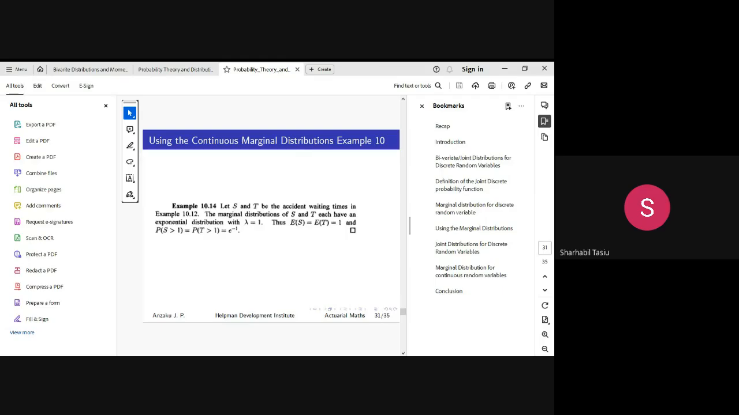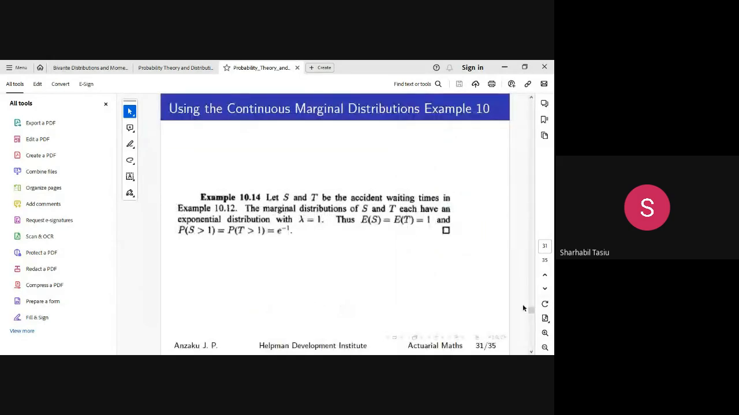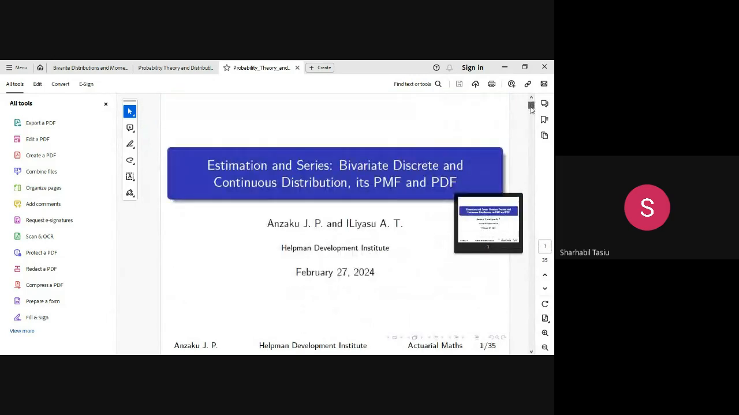We specifically mention the bivariate distribution. We see because sometimes the actuary may be interested in obtaining information from a two-dimensional random variable. That is why it is important to also look at the bivariate distribution.